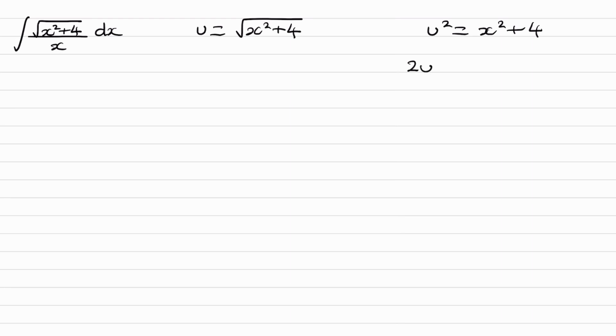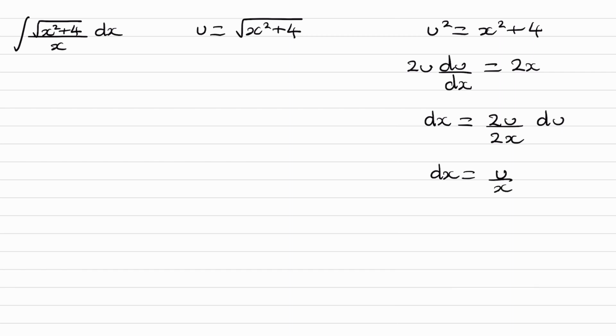So then I can differentiate this implicitly. So u squared, differentiate u squared, becomes 2u. And then, because we're differentiating with respect to x, we then just chuck the du dx next to it. x squared becomes 2x, and then rearrange this for dx, and we end up with 2u over 2x times du, which is the same thing as u over x multiplied by du.